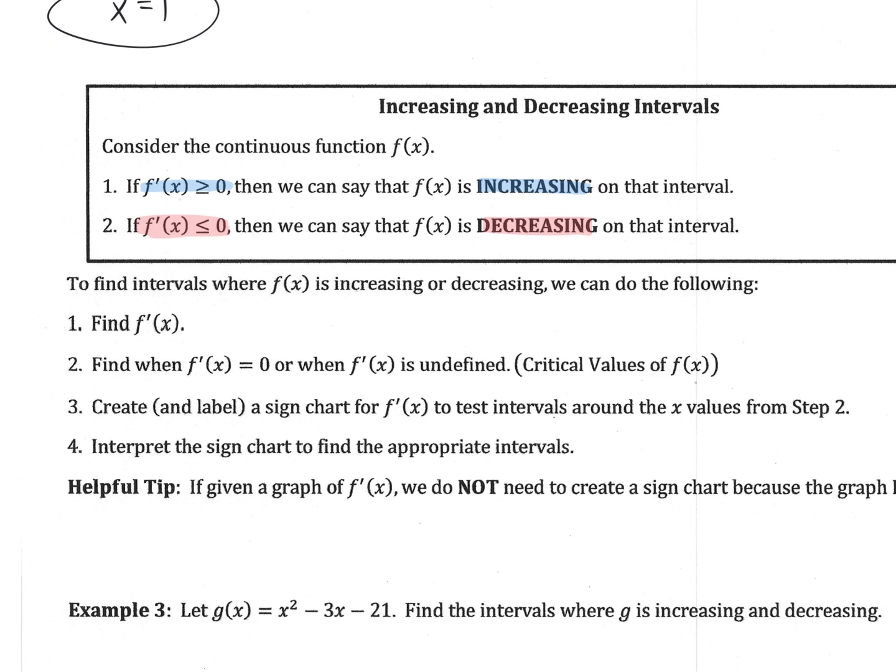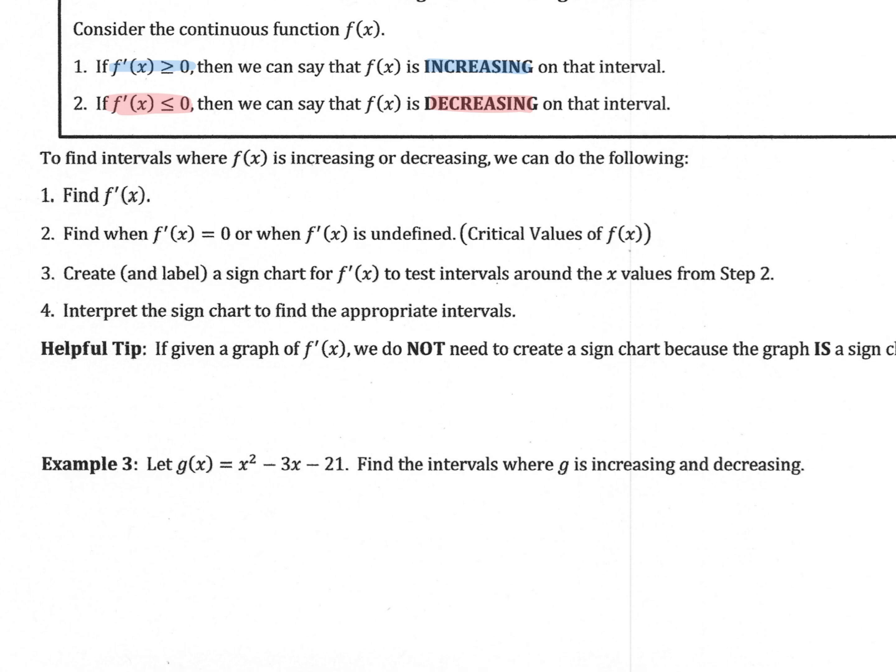So when we're finding our intervals of increasing and decreasing of a function, we've got 4 steps. Find the derivative. Find when it is equal to 0 or when it is undefined, those critical points. And then we're going to make a sign chart to test our intervals. And we'll have to interpret that sign chart to tell whether it is increasing or decreasing and give those intervals. Now, helpful tip, remember, if you're given a graph of the derivative, you don't need to create a sign chart because your graph is the sign chart, okay? We'll talk about that in a few examples.